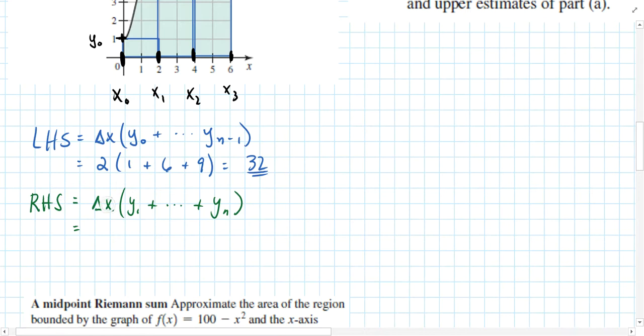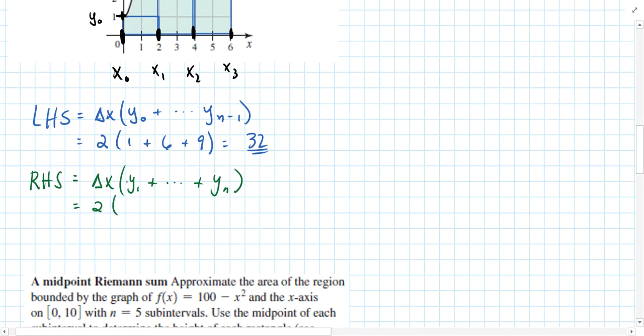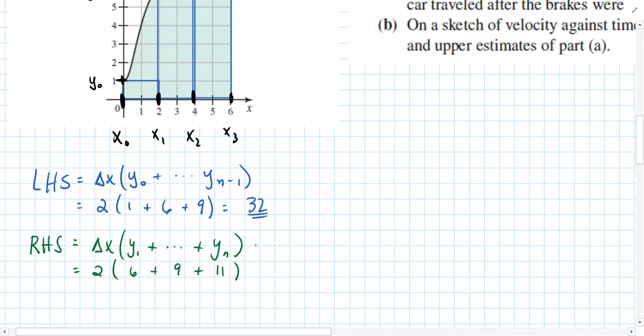Now for our right-hand sum, the setup looks similar. Instead of starting at y0, we're starting at y1, and instead of ending at the second to last element, we are ending on the last element. So the delta x, or change in x, is still 2 units. The height ends up being 6 plus 9 plus 11 this time. And this area result comes out to be 52. See, that's 26 times 2. Yeah, 52. If we were to average these two, the average comes out to be 42.